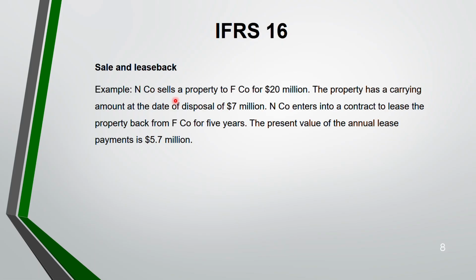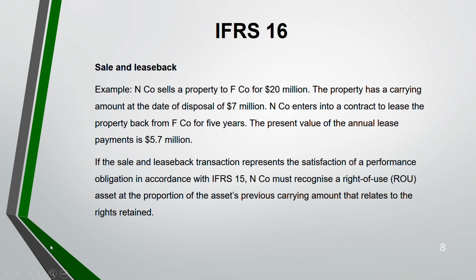N is selling a property to F for 20. The property has a carrying amount at the date of disposal of 7. N enters into a contract to lease the property back from F for 5 years. The present value of the lease payments is 5.7. Now, if the sale and leaseback transaction represents the satisfaction of a performance obligation in accordance with IFRS 15, that means it's a sale. N, who is the lessee, has to recognize a right of use asset at the proportion of the asset's previous carrying amount that relates to the rights retained.